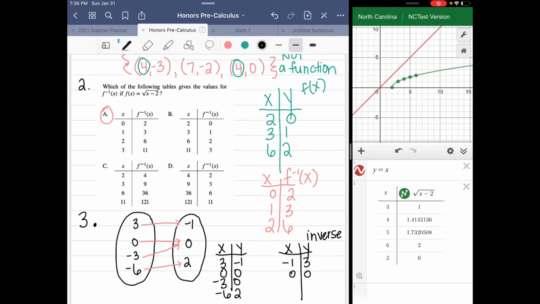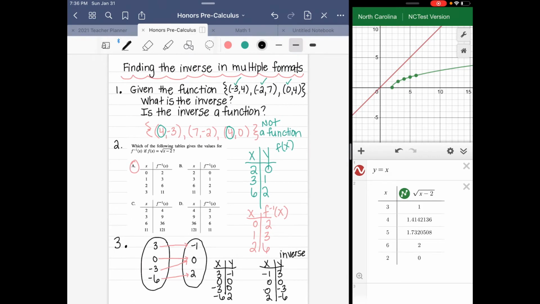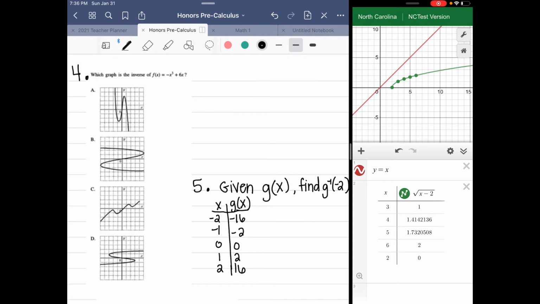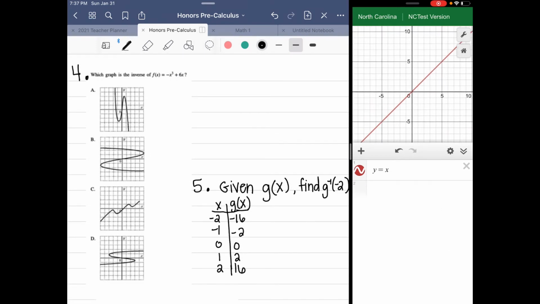So my inverse is now going to be negative 1, 3, 0, 0, 0, negative 3, and 2, negative 6. So tables are pretty easy to deal with just because it's very easy to flip the values or just look at the points. All right, so what happens if I give you a function and I ask you to verify which one of these is the inverse?